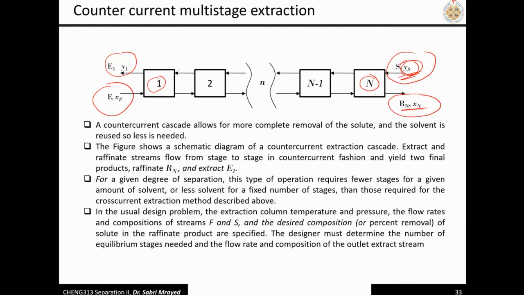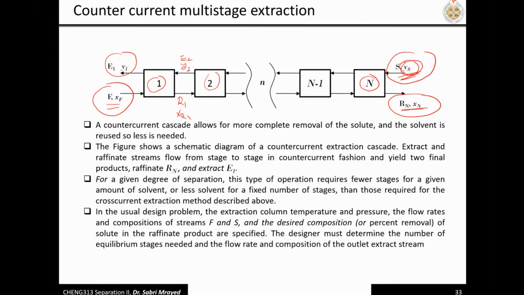Now, as you can see, for example, in stage number 1, the feed goes into that stage, and I have the outlet, which is going to be named R1 and XR1. Okay, so it means you have the composition of the solute in the raffinate effluent from stage number 1, and we have the extract going to stage number 1. It's called E2 now. Why do we call it E2? Because it's coming from stage 2, the second stage, and therefore we're going to have the composition. We can call it Y if you want, or we can call it X. So let's continue with naming it Y2.